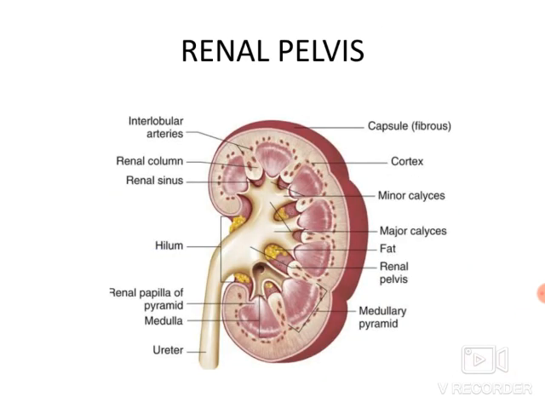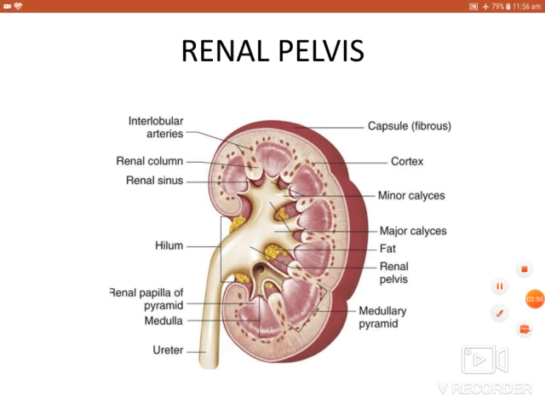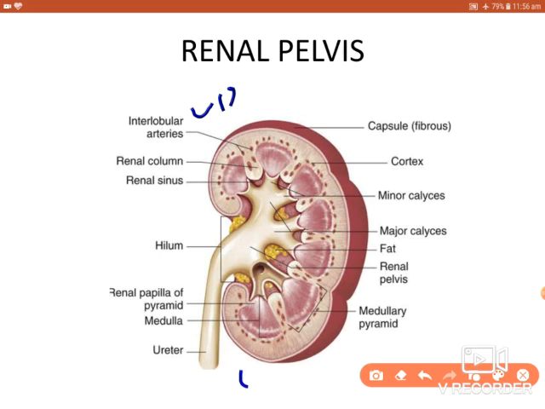In this figure, what you are seeing is the coronal section of the kidney. This is the upper pole, this is the lower pole, this part is the hilum, this is the medial border, and this one is the lateral border. We know the main function of the kidney is the filtration of the blood. The filtrate undergoes a series of reabsorption and secretion throughout the length of the convoluted tubules. You can see the proximal and distal convoluted tubules in the cortex.